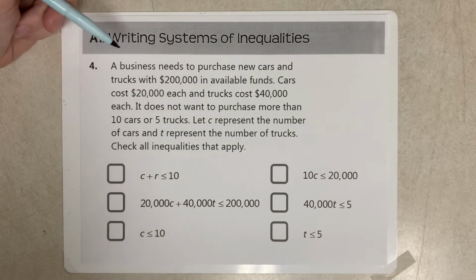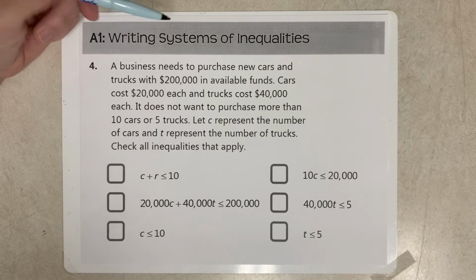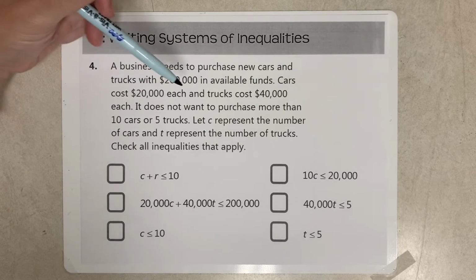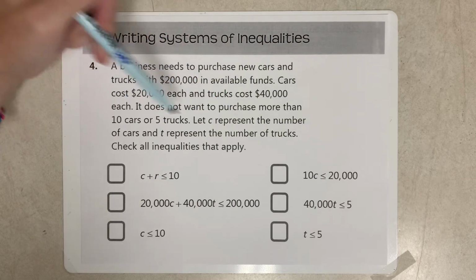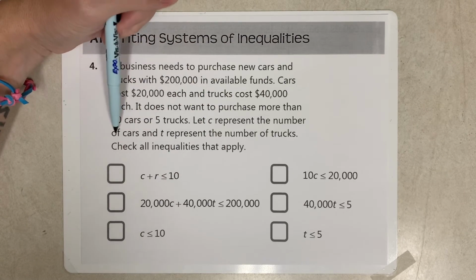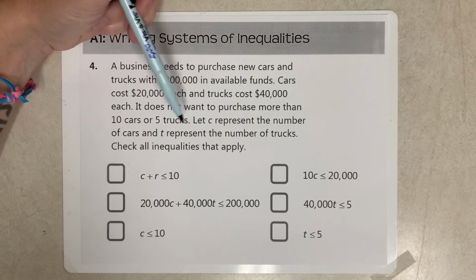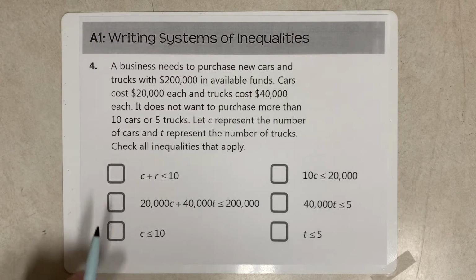A business needs to purchase new cars and trucks with $200,000 in available funds. Cars cost $20,000 each and trucks cost $40,000 each. It does not want to purchase more than 10 cars or 5 trucks. Let C represent the number of cars and T represent the number of trucks. Check all inequalities that apply. So let's look at this one.